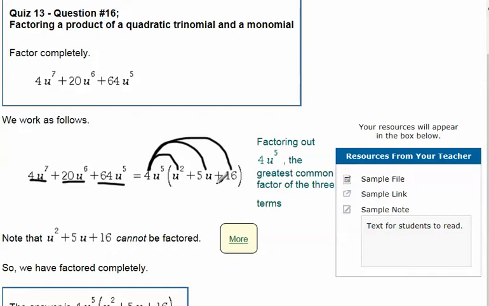What we have in here cannot be factored anymore, so we're done. So this is the final answer. Okay, let's solve another one.